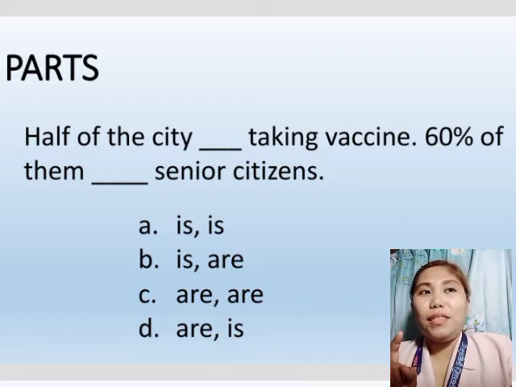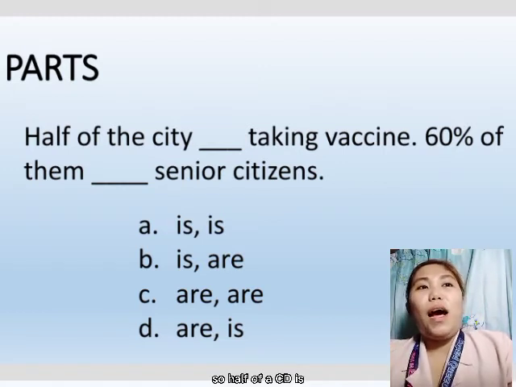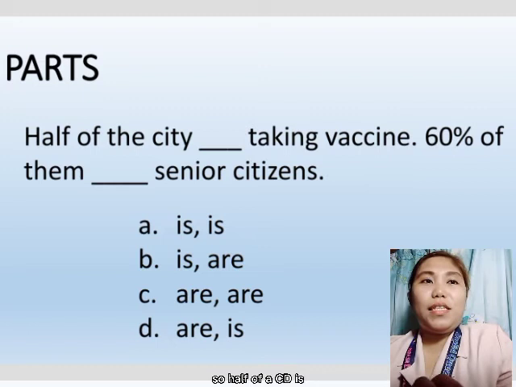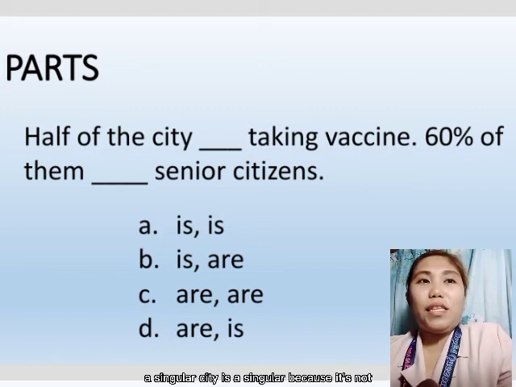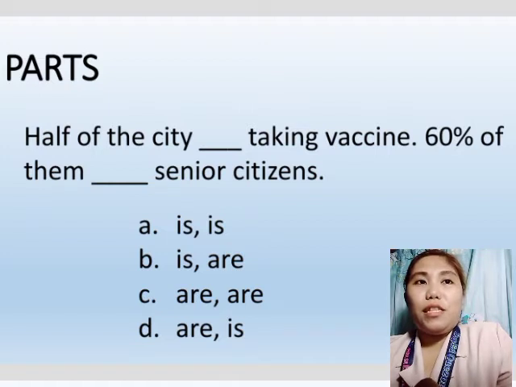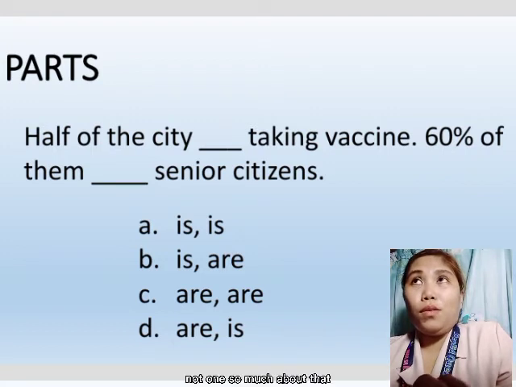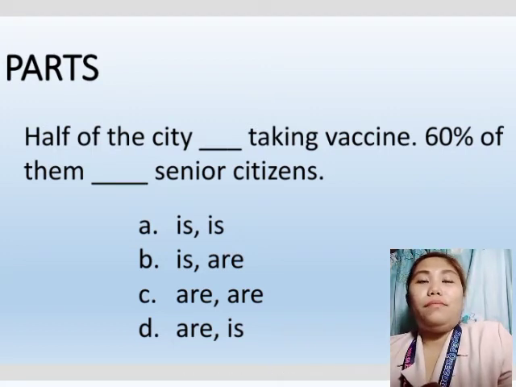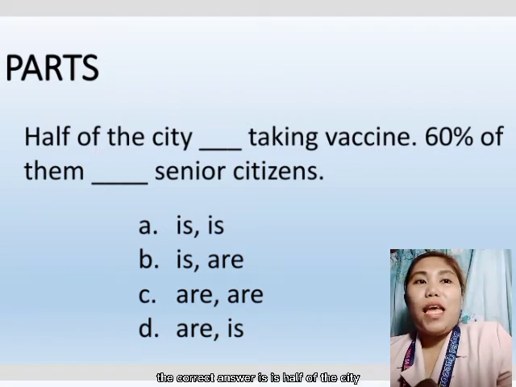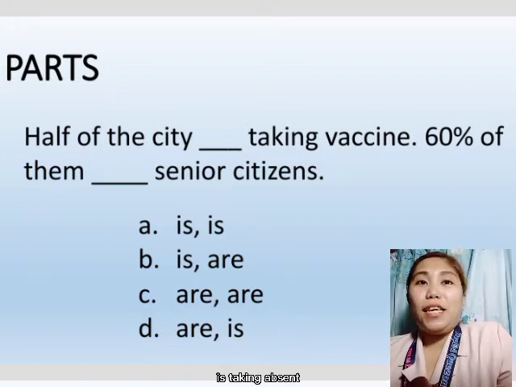Half of the city is taking the vaccine. So half of a city is singular. City is singular because it's not all, not one, almost not half. So it's even less. The correct answer is: half of the city is taking the vaccine.